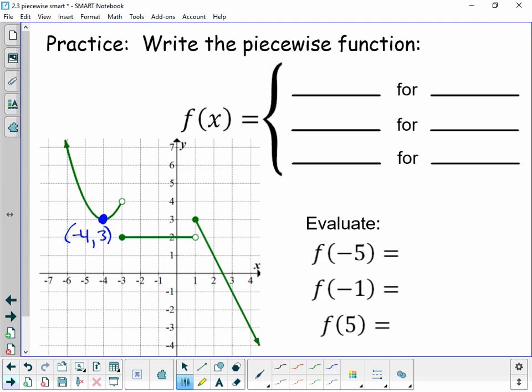Please note, I'm using the vertex. I'm not using this point. Sometimes people will try to use that end point of the piece, but just like always when you write the equation of a parabola, you're using the vertex.